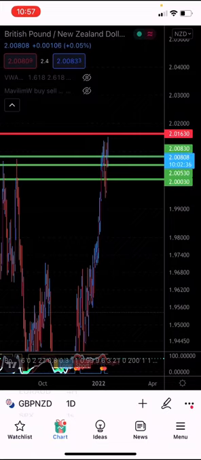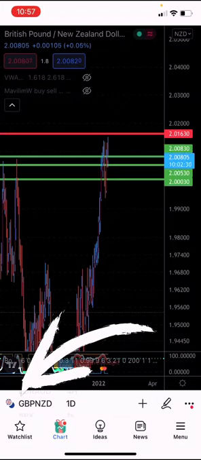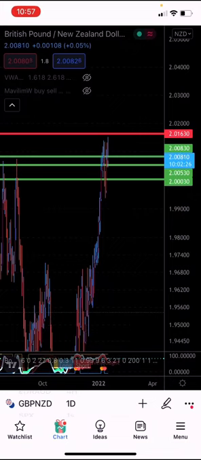I'm just going to have a quick look at the charts on the trades we just took. So I'll start with GBP NZD. That's the British pound and the New Zealand dollar. We are selling the British pound and buying the New Zealand dollar.